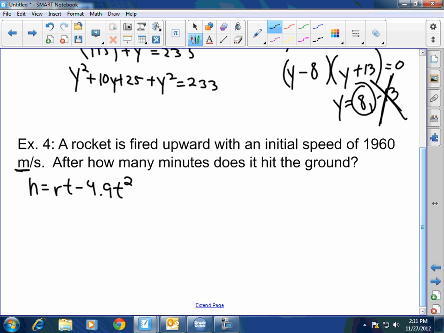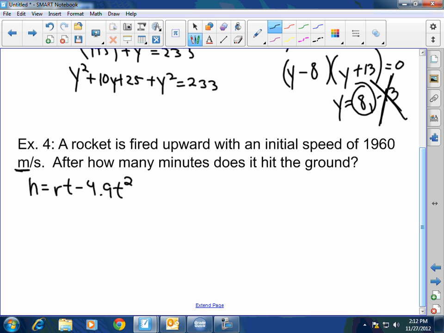Because once you have the skills of knowing how to use the quadratic formula, I don't care how ugly the numbers are, as long as you have your setup correct, it's Mickey Mouse. At that point, you can take out a calculator, which we will be able to use for that particular section, and then just knock it out, okay? So here, I just want to make sure you got the setup. A rocket is fired up with an initial speed of 1,960 meters per second. After how many minutes does it hit the ground?